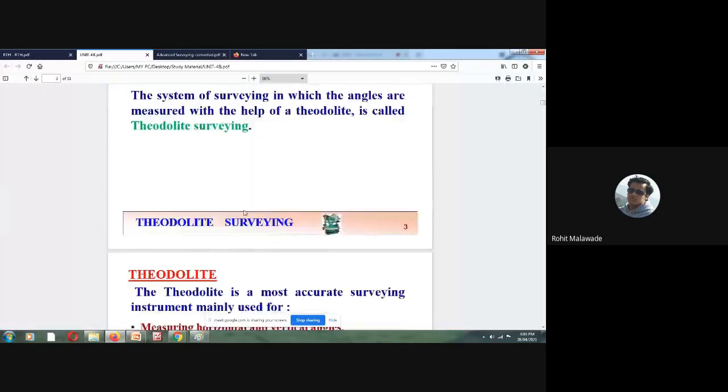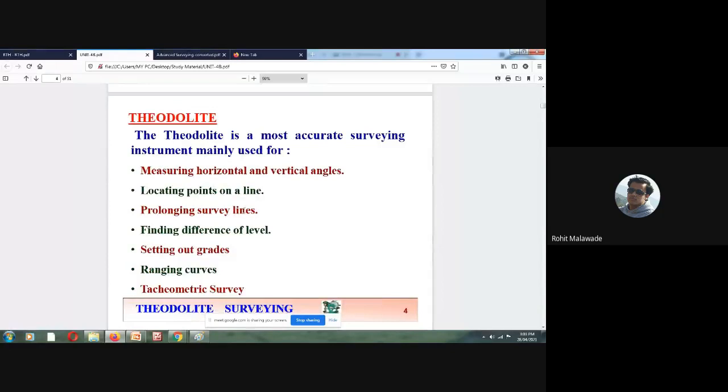Now we will see what advantages the theodolite has, or why we are going to use this particular theodolite. It is the most accurate surveying instrument, as I have told. It is used to measure the horizontal and the vertical angle. Now, what is a horizontal angle? What is a vertical angle? I have already told.